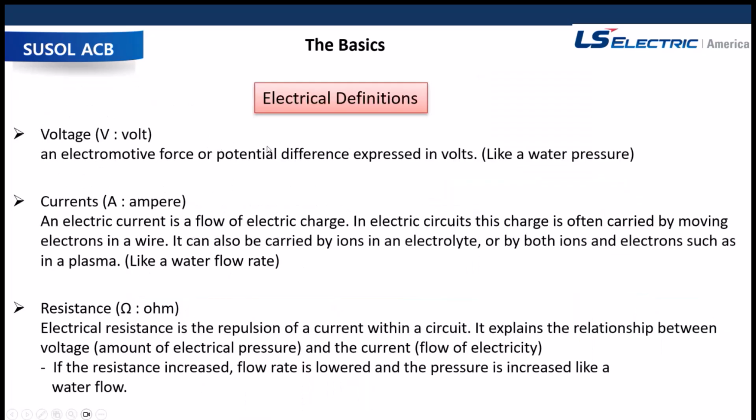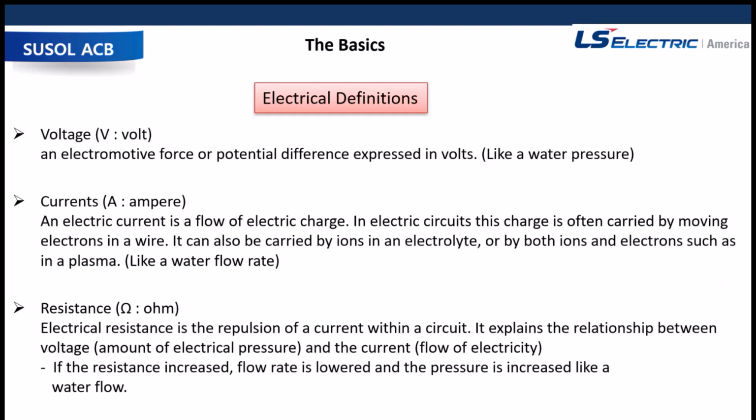So a little bit of Ohm's law: voltage, current, resistance. Voltage is an electromotive force or a potential difference expressed in volts. Current is always in amperes. An electric current is a flow of electric charge. An electric current is carried by moving electrons on a wire, unless you obviously think of the protons, which is the inverse of that, but we'll stick with electrons. It can also be carried by ions in an electrolyte, or both by ions and electrons, such as in plasma.